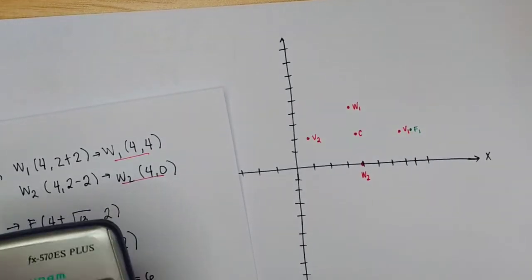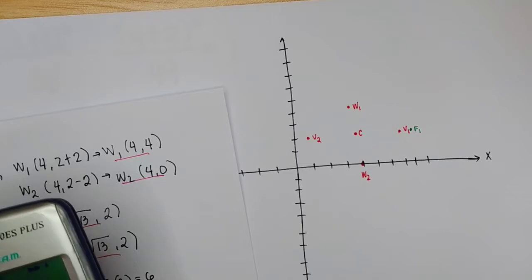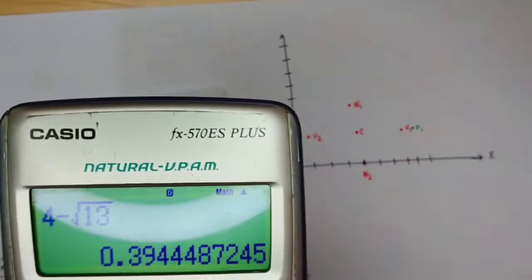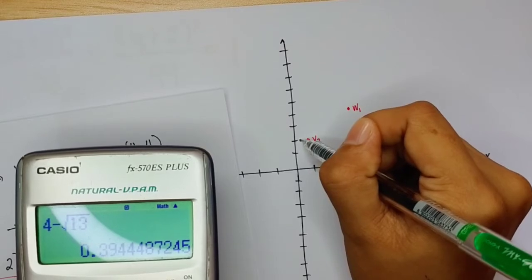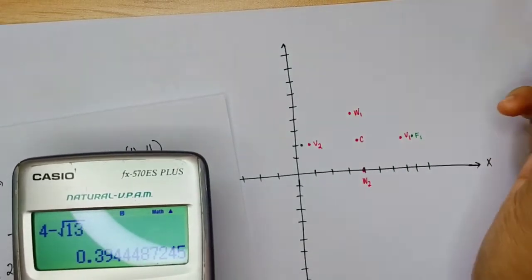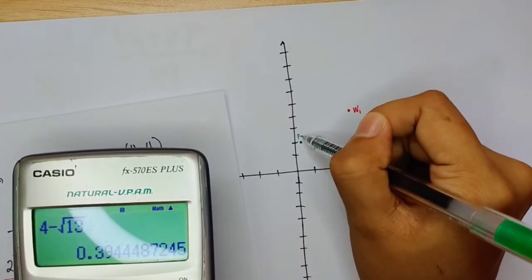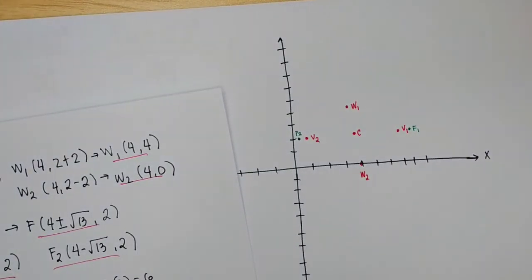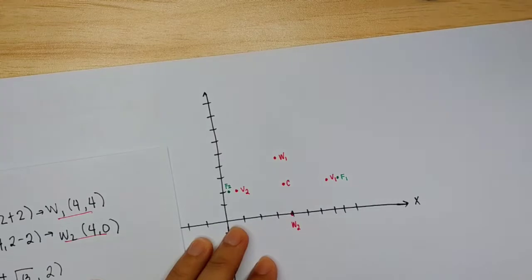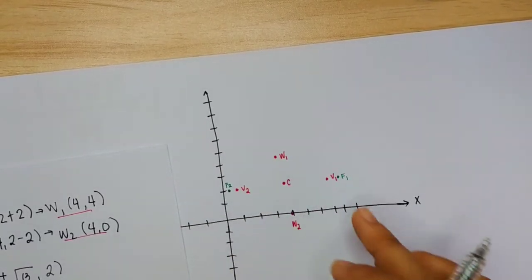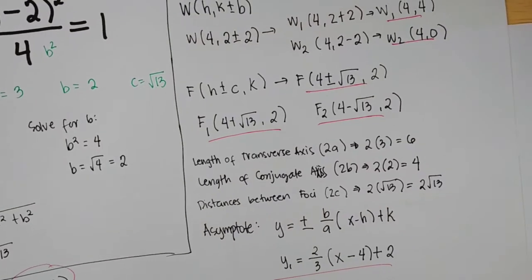If minus naman tayo, so, this is 0.39. So, dito, something like here. So, yan, ito yung F2 natin. Okay. So, meron na tayong, ito na yun. Na-plot na natin yung points natin. Okay. Ano ba yung purpose nitong asymptote?